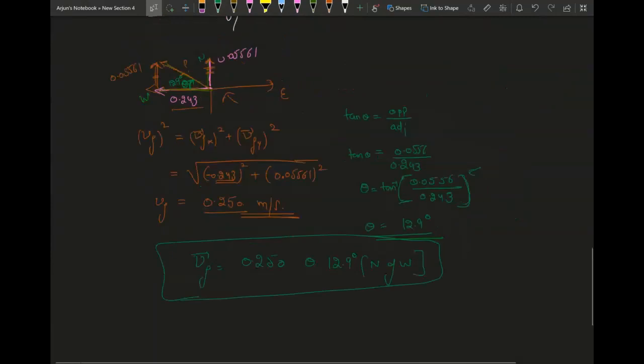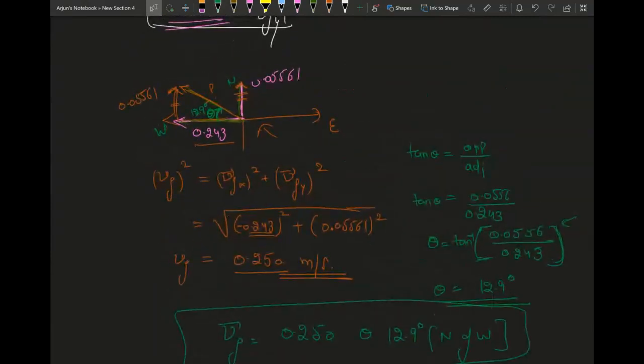Hopefully you were able to understand this question. The beauty of the two-dimension problem is that all the questions are exactly the same way. You just need to break it down the components and then get the answer. So if you understood one question, pretty much you can understand all the questions in the two-dimension problem.